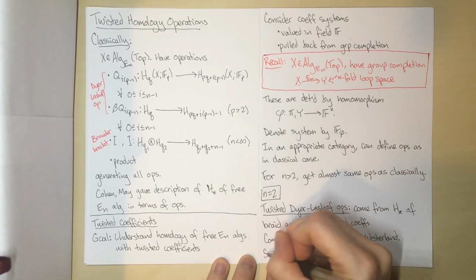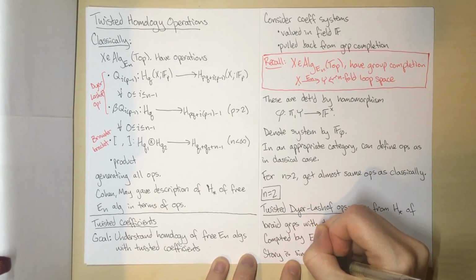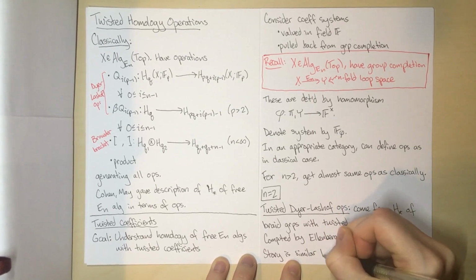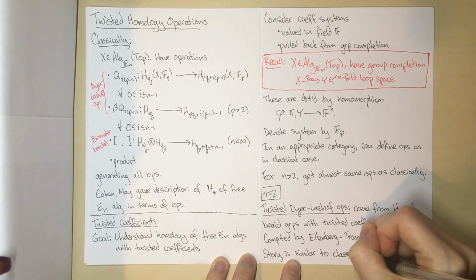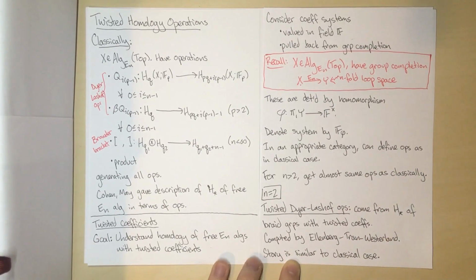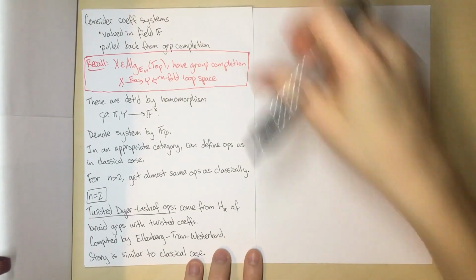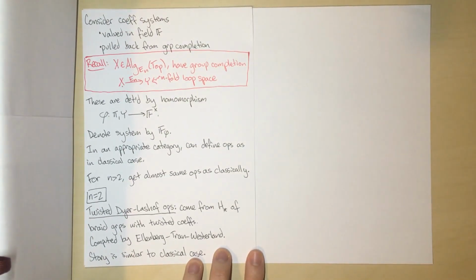And it turns out that this story is similar to in the classical setting. So again, there are some things to write out, but conceptually it's not so different. So I won't talk about it more today. But instead, what I would like to talk about is what happens when you try to define the twisted version of the Browder bracket.